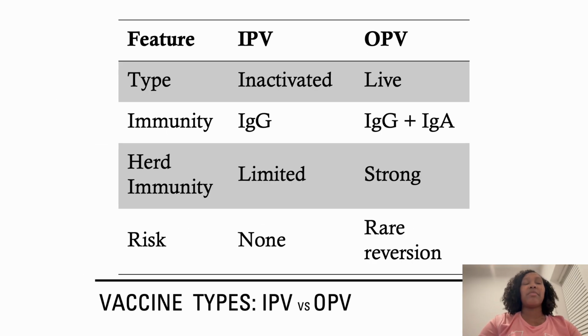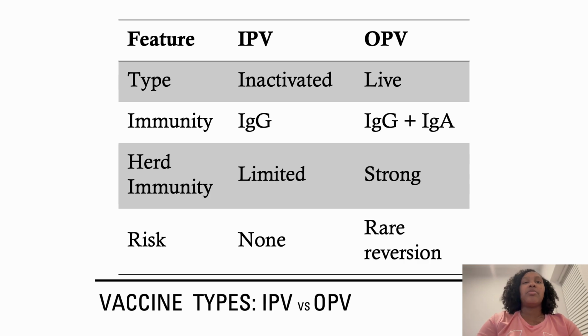This image shows the type of vaccine that IPV and OPV are, the immunity they both provide, the status of their herd immunity, and the risks that come with them. IPV is an inactivated vaccine, which means that it cannot replicate the virus and cause disease, making it non-infectious. OPV is a live vaccine, meaning it has a live weakened version of the virus, causing a natural infection, but provides a long-lasting immune response.